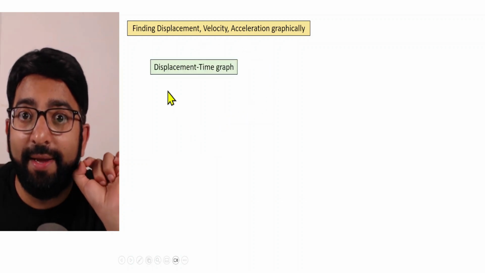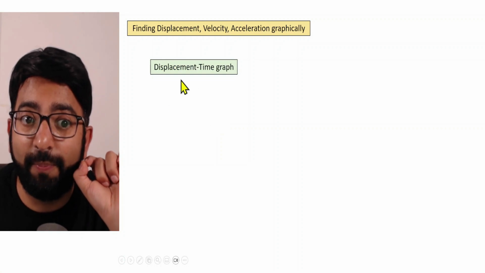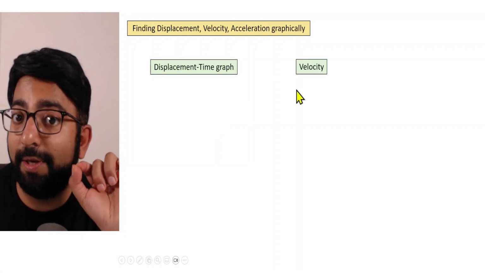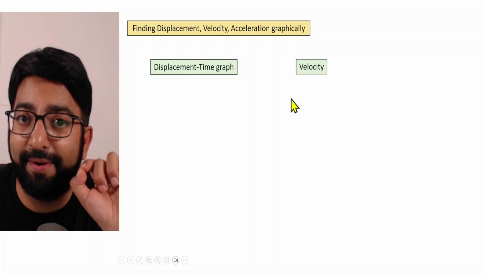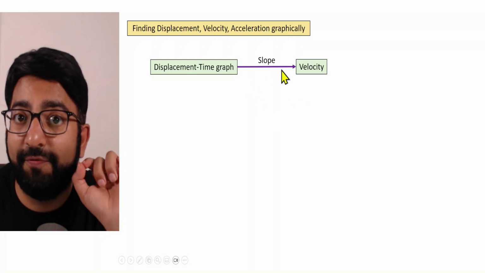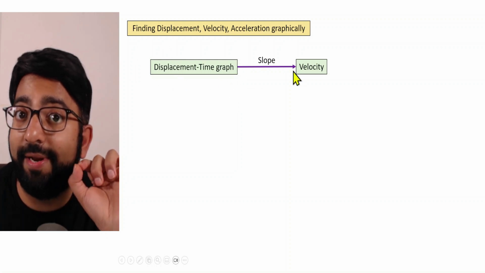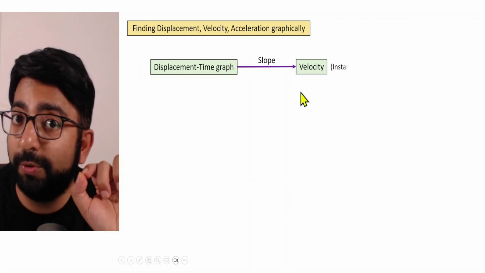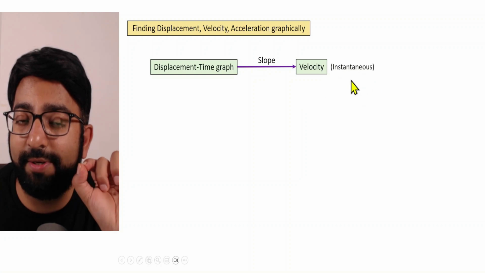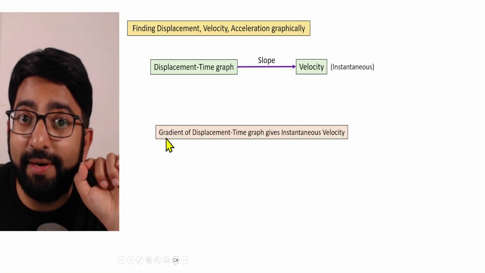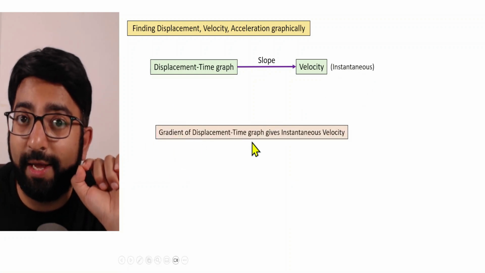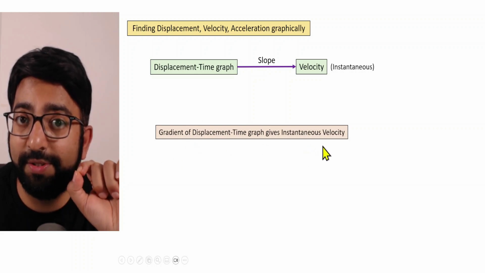In this concept, if the question has given us the displacement time graph and we are supposed to find velocity, so the trick here is all we need to do is figure out the slope. So the slope of the displacement time graph will give us the velocity. To be more specific, it is instantaneous velocity. To summarize, we can say gradient or the slope of a displacement time graph gives instantaneous velocity.